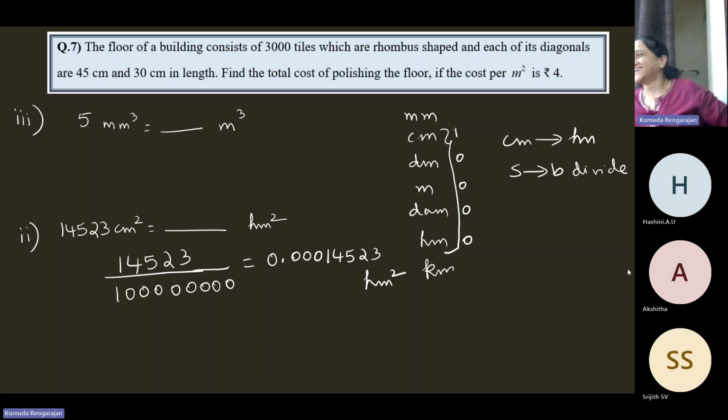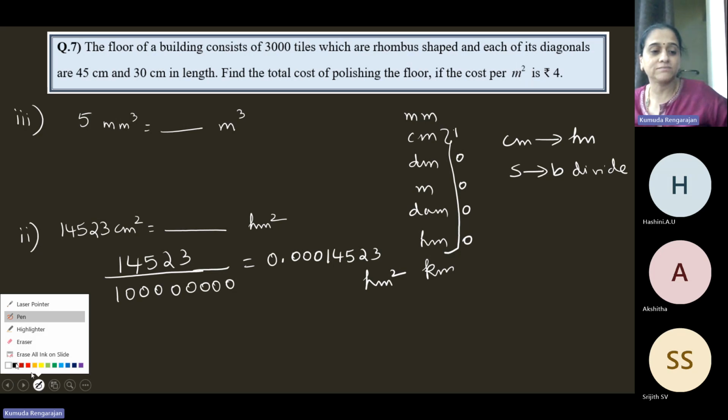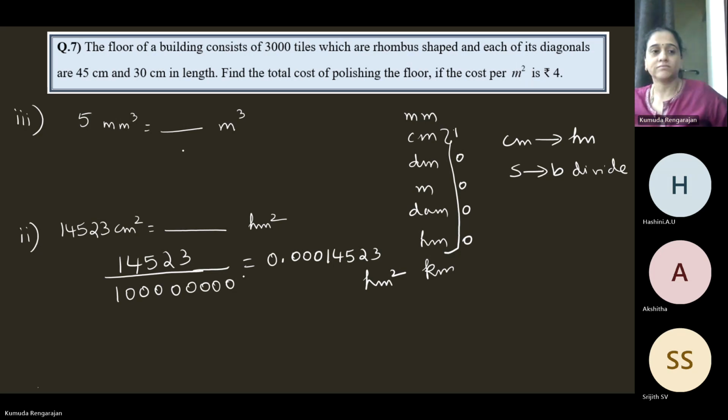Yes, the third one. Finish this. So what's the number for millimeter to meter? Millimeter to meter, what's the number? 1 followed by 3 zeros.